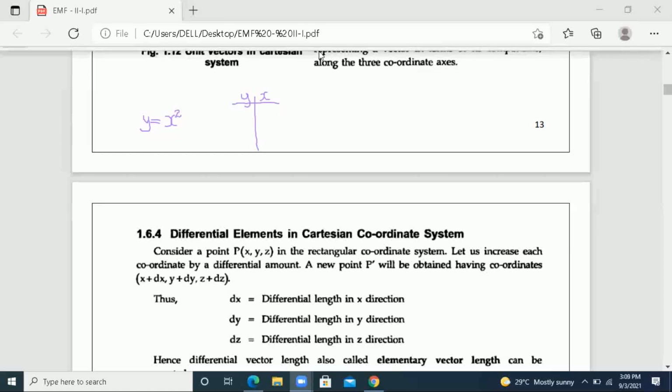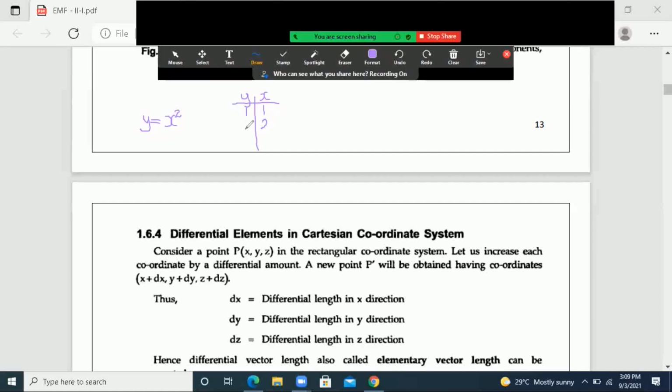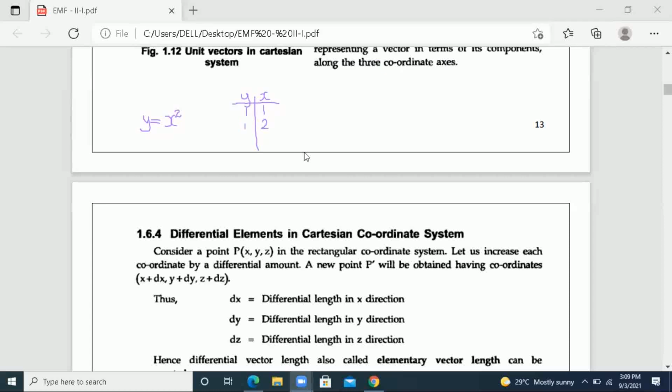Right? So x equals 1, y equals 1. x equals 2, y is 4. Three, 9. 4, 16. All right.